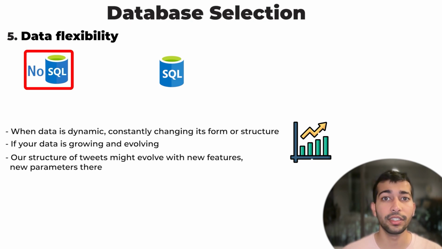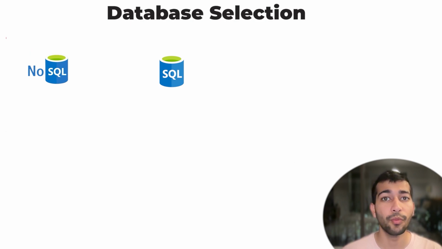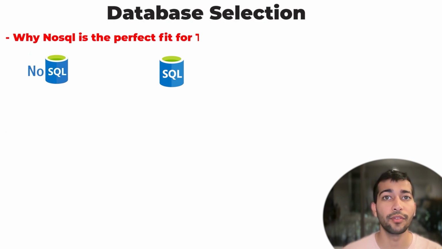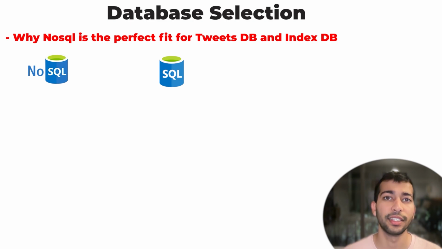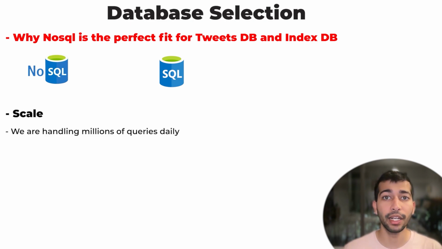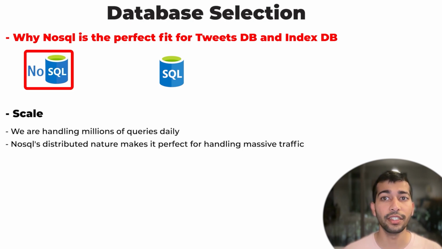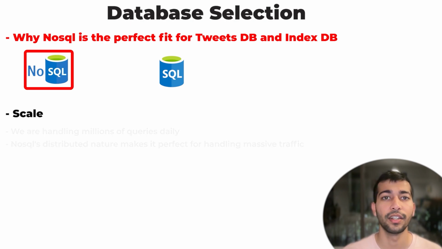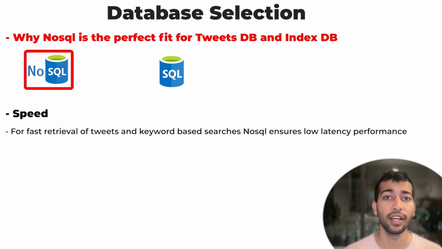Now, based on these guidelines, we can say why NoSQL is the perfect fit for TweetsDB and IndexedDB. The first point is scale. We are handling millions of queries daily. NoSQL's distributed nature makes it perfect for handling massive traffic. So that's the scale. Second is the speed. For fast retrieval of tweets and keyword-based searches, NoSQL ensures low latency performance. So in that case also, we'll go with NoSQL.